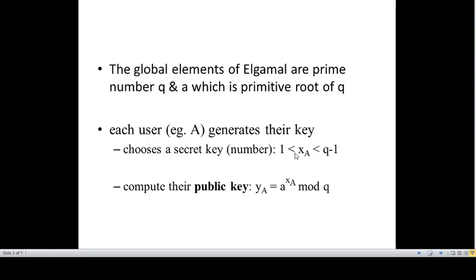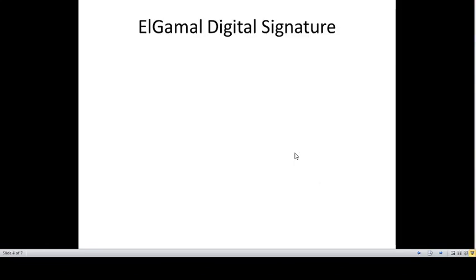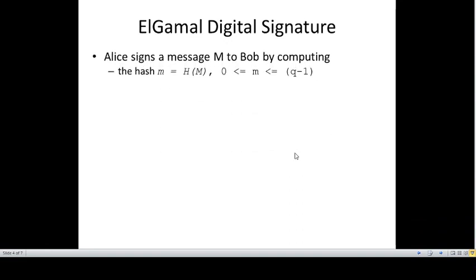Now, after getting the public and private key pair, the prime number and the primitive root, you will start with the actual generation of the signature. For a message, you need to generate the signature. So first you need to calculate the hash of that message. The hash is represented by small m, so m equals h of M.